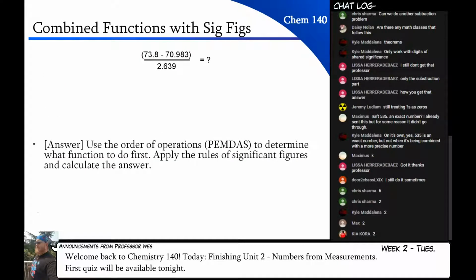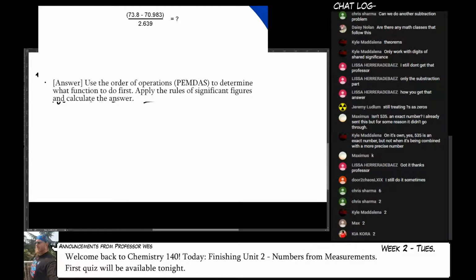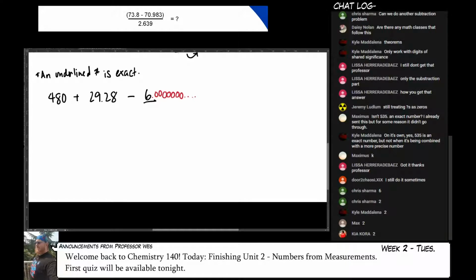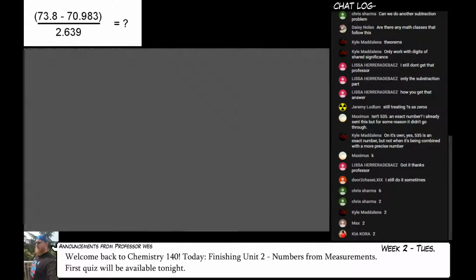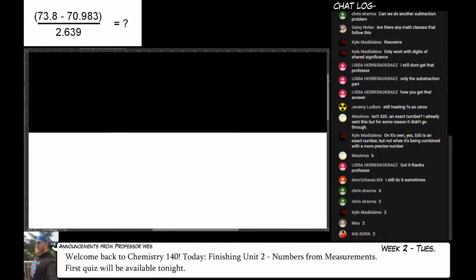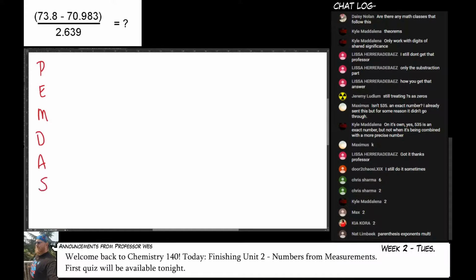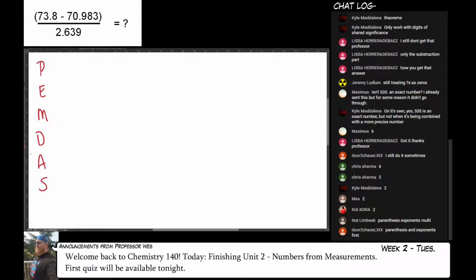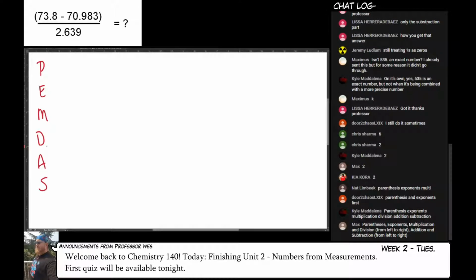So let's do these problems together. I got to do this. All right, and you can see here on the screen while I expand this, we're going to do order of operations. PEMDAS. What does that mean? What does that tell you? Yeah, this is what is known as the order of operations. It's please excuse my dear Aunt Sally or whatever your notation is.